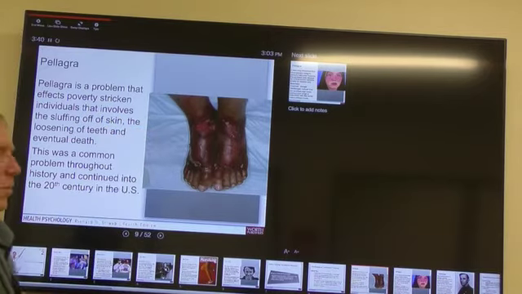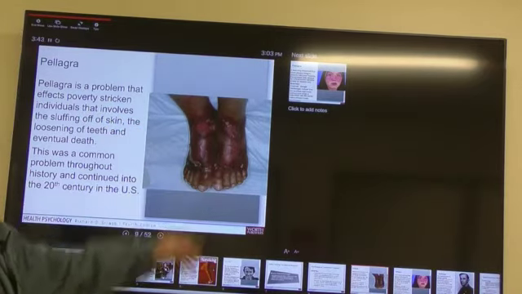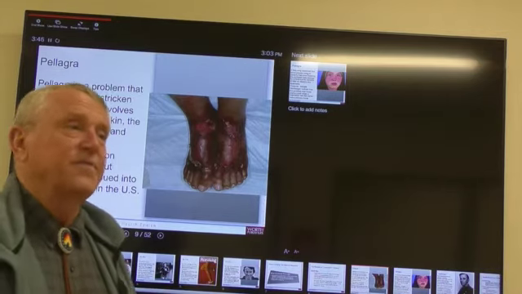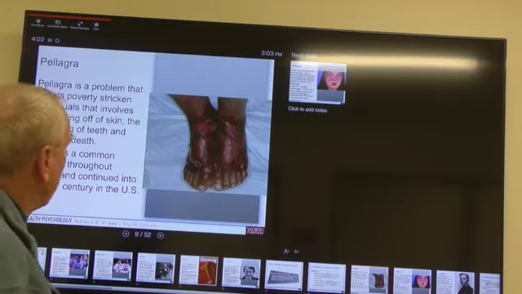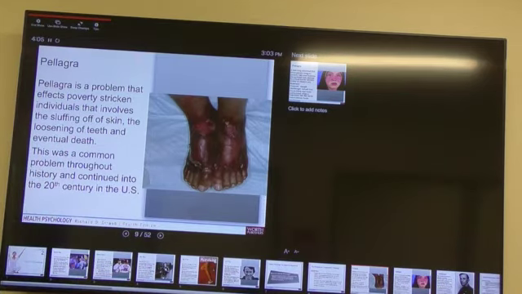Pellagra is a disease, and pellagra, as you can see, causes a lot of problems. Your skin sloughs off, as appetizing as that looks. Your teeth loosen, and eventually you die from pellagra. Infestations have occurred all over the United States since Europeans first got here. Maybe you guys had pellagra, we're not exactly sure. It was a common problem throughout history, and it continued into the 20th century in the United States. So it's all over Europe, it's all over the cities of Europe, it's all over the United States. We've had it in the 20th century.